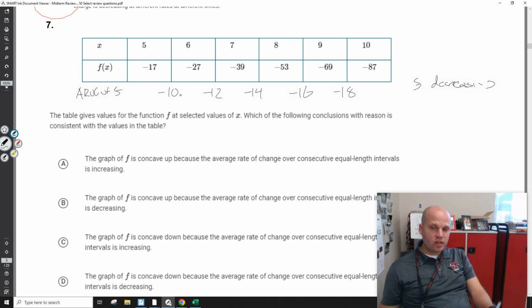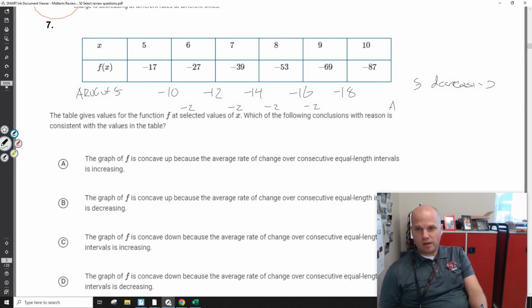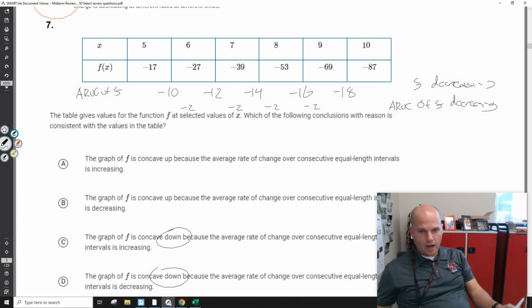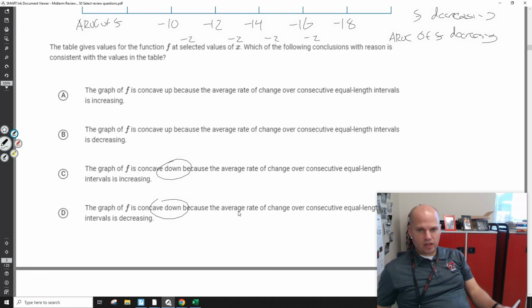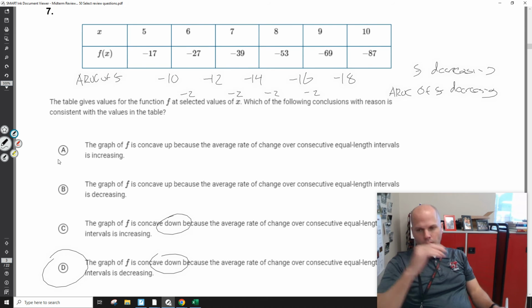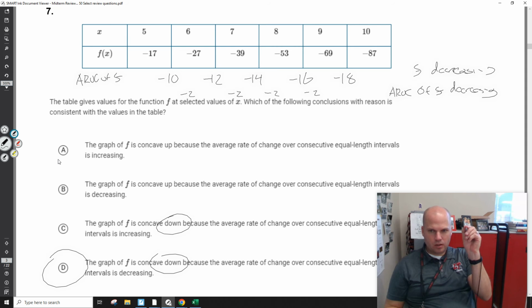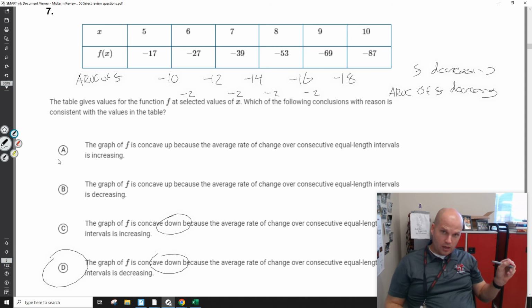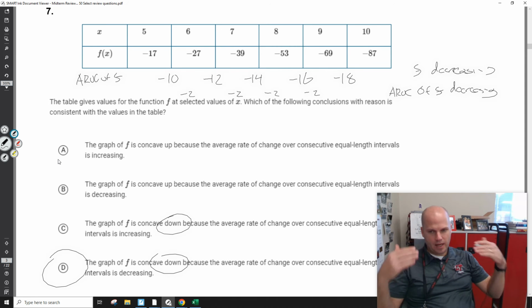Let's look at the rates of change of my rates of change. From negative 10 to negative 12, I subtract 2. Negative 12 to negative 14, I'm subtracting 2, subtracting 2, which means the average rates of change of f are decreasing, which means we are concave down. Why? Because the average rates of change are decreasing. If you graphed it, 17, 27, 39, 53, you're decreasing at a decreasing rate.